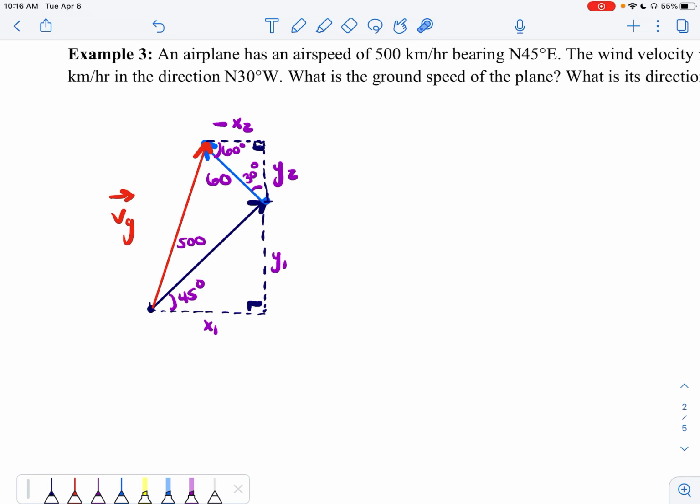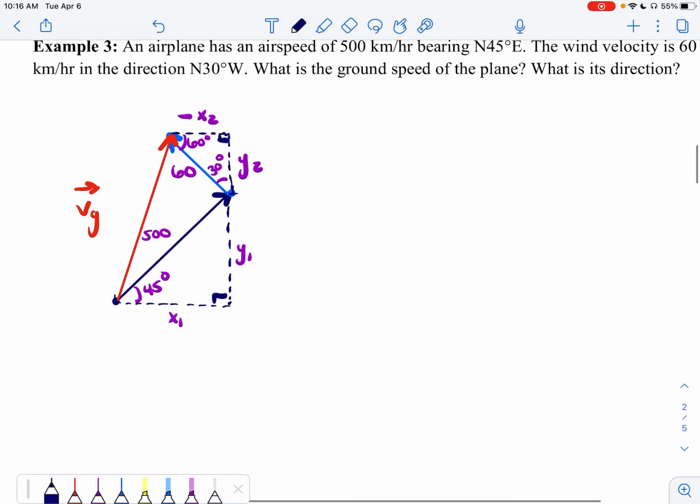Okay, so now let's go ahead and figure out our components. Let's start with the wind. If we want to find our x2, I'm just going to use my 60-degree angle because that's the angle from the horizontal. It's a little bit easier to think about. So that would be using cosine. So we'd have x2 is equal to our hypotenuse of 60 times the cosine of 60 degrees. But cosine of 60 is 1/2, times 60 will give us 30.